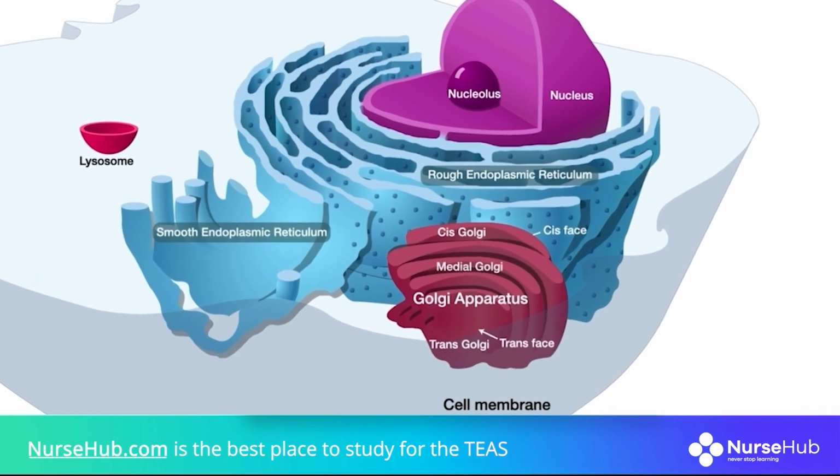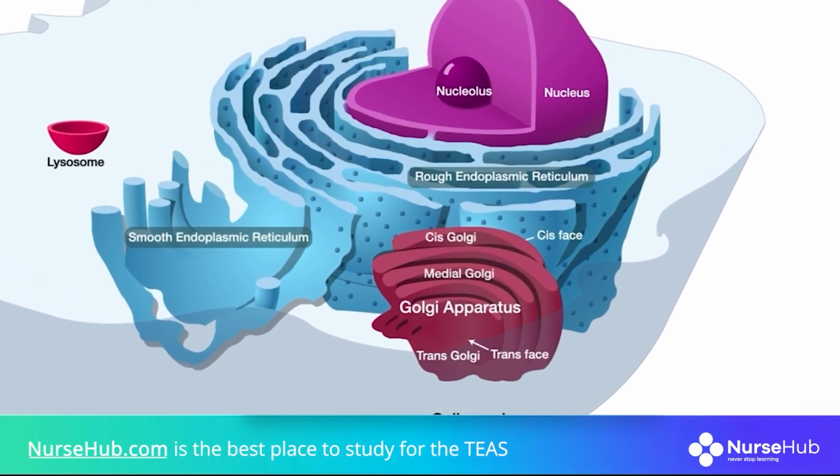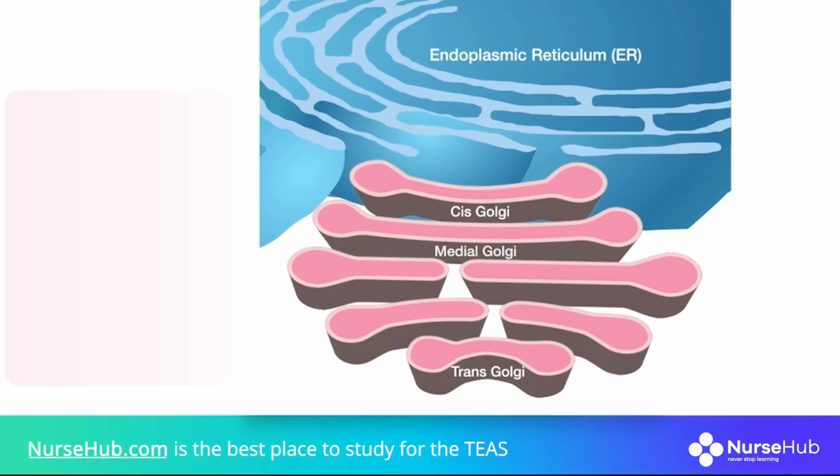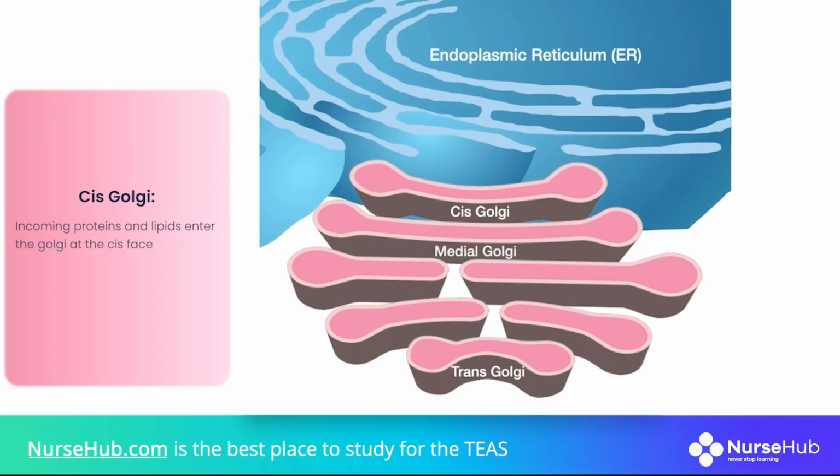The cis Golgi is the region closest to the endoplasmic reticulum, or ER, and is responsible for receiving newly synthesized proteins and lipids from the ER. It is characterized by its cis face, which is the side of the cisternae facing the ER. This is where incoming proteins and lipids enter the Golgi.